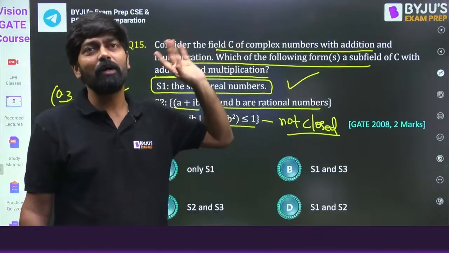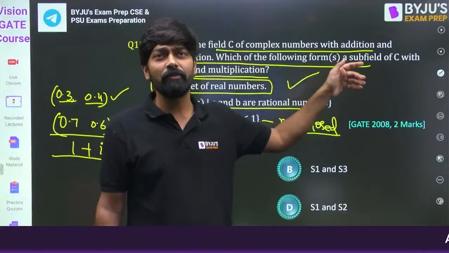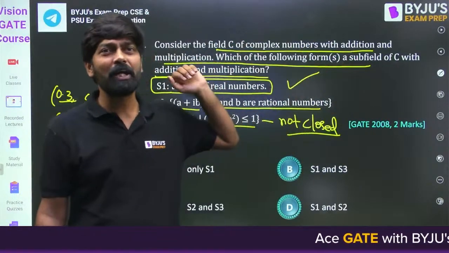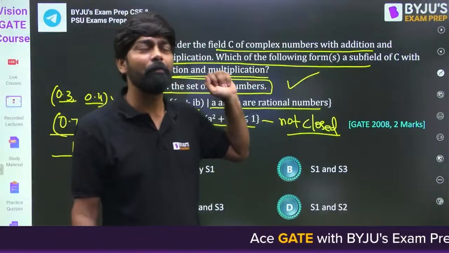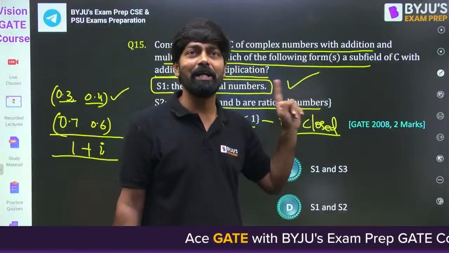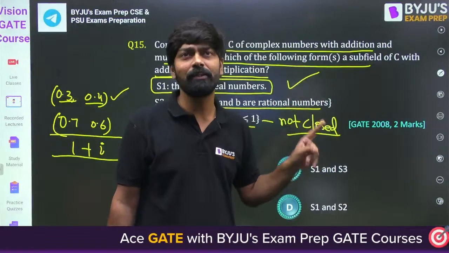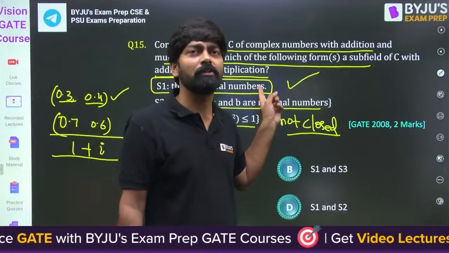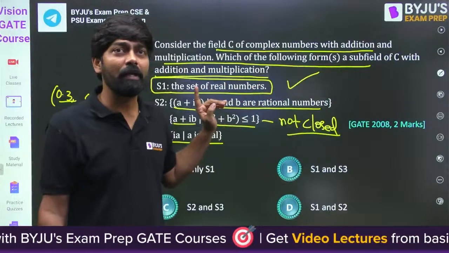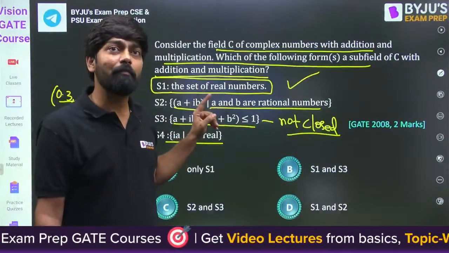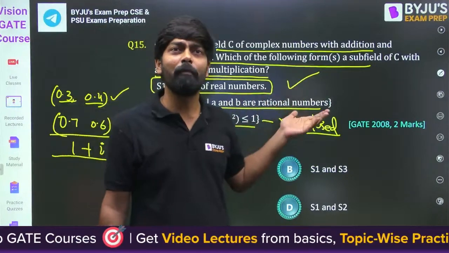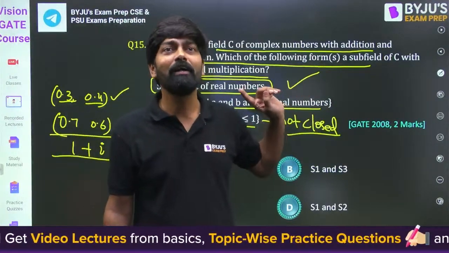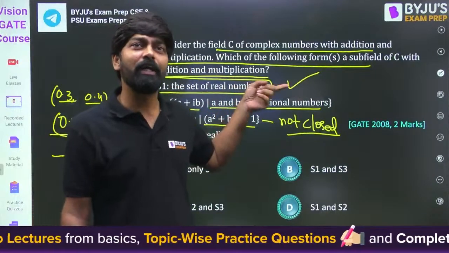Next one is associativity. Addition is associative in nature, multiplication is associative in nature, no problem. Now if you talk about identity, 0 is the additive identity and 1 is the multiplicative identity. And if you talk about inverse, for additive the inverse will be minus a, and for multiplicative the inverse will be 1 by a.